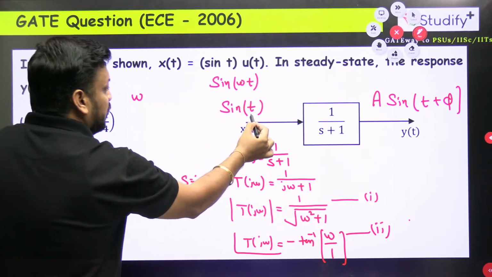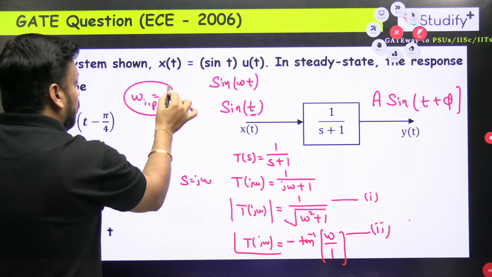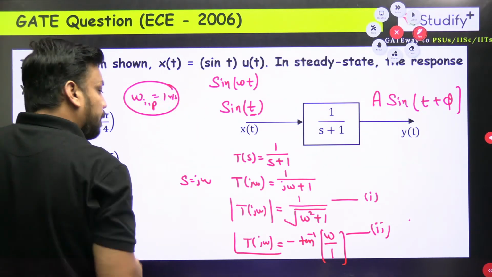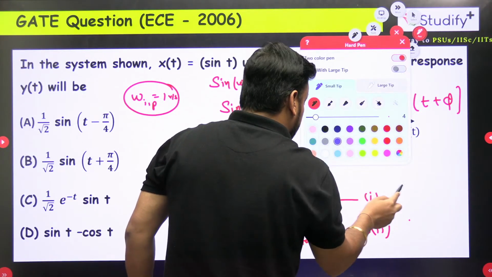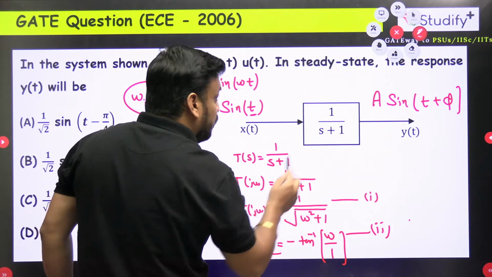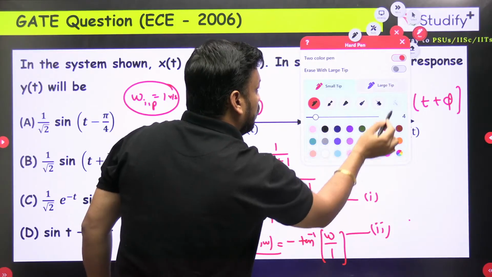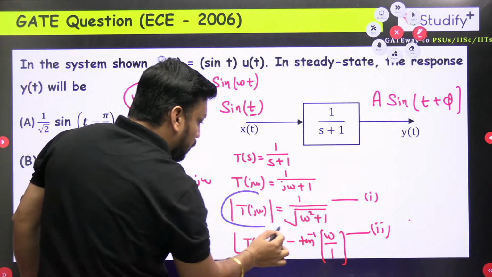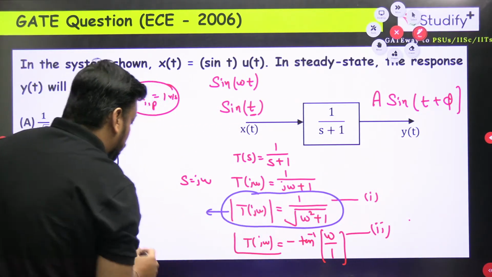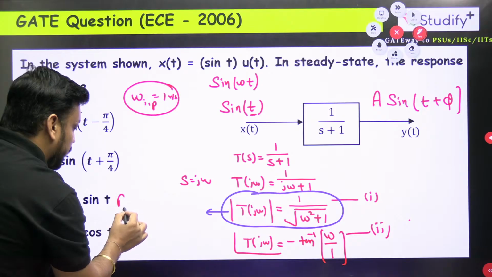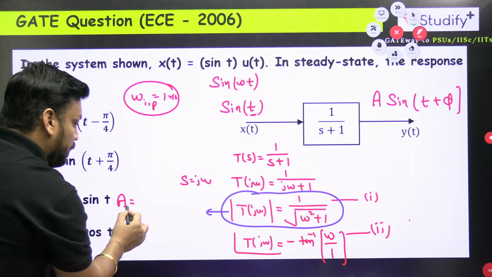So by comparison, here the t coefficient is 1 only. So omega input value is 1 only. Omega input is 1 radian per second. If I substitute omega equal to 1 in this equation, then it will give you A, because we know that the magnitude of T(j omega) at omega input. What is omega input? Omega input is 1, sir.